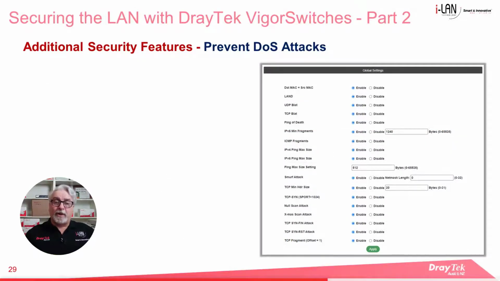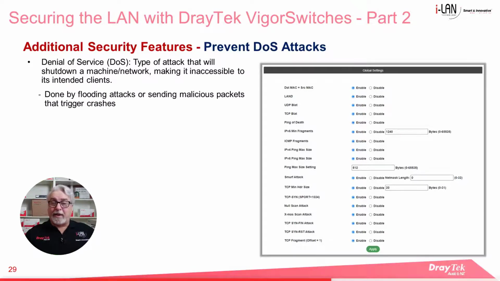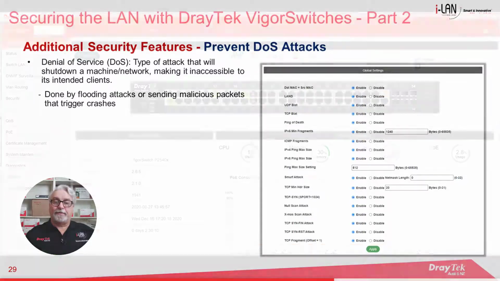Next we have DOS protection to prevent DOS attacks. Denial of service is a type of attack that will shut down the network, making it inaccessible to its intended clients. This is usually done by flooding attacks, sending malicious packets that trigger crashes. On the right we have the traffic types that can be monitored to block denial of service attacks.